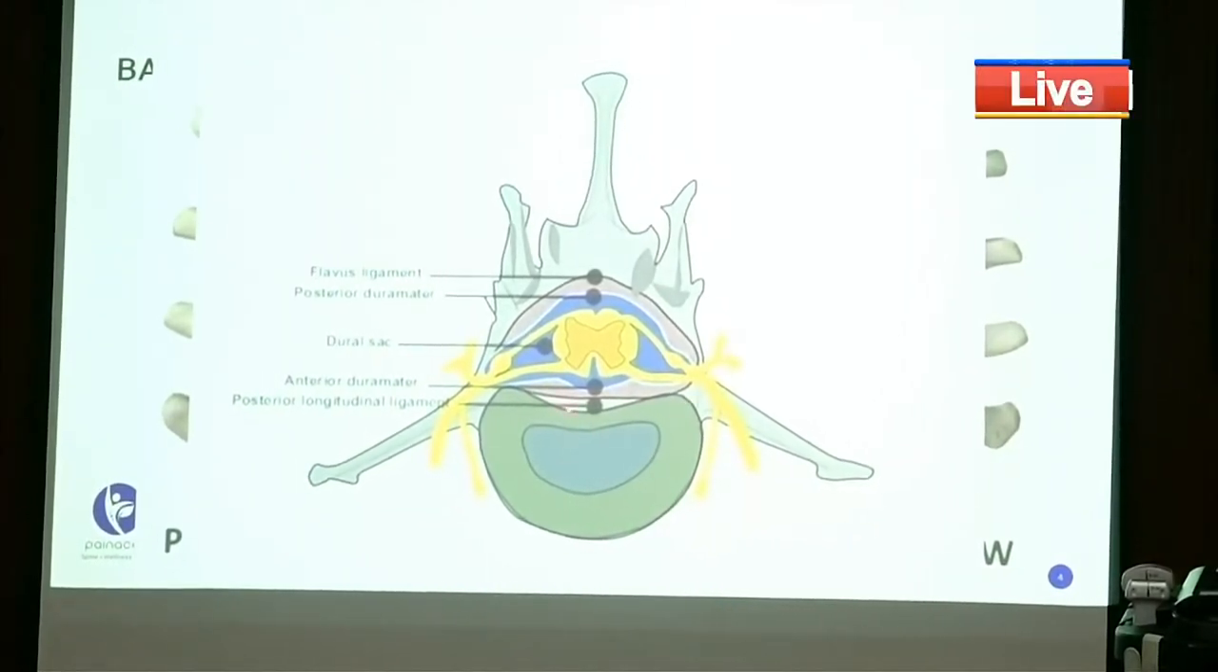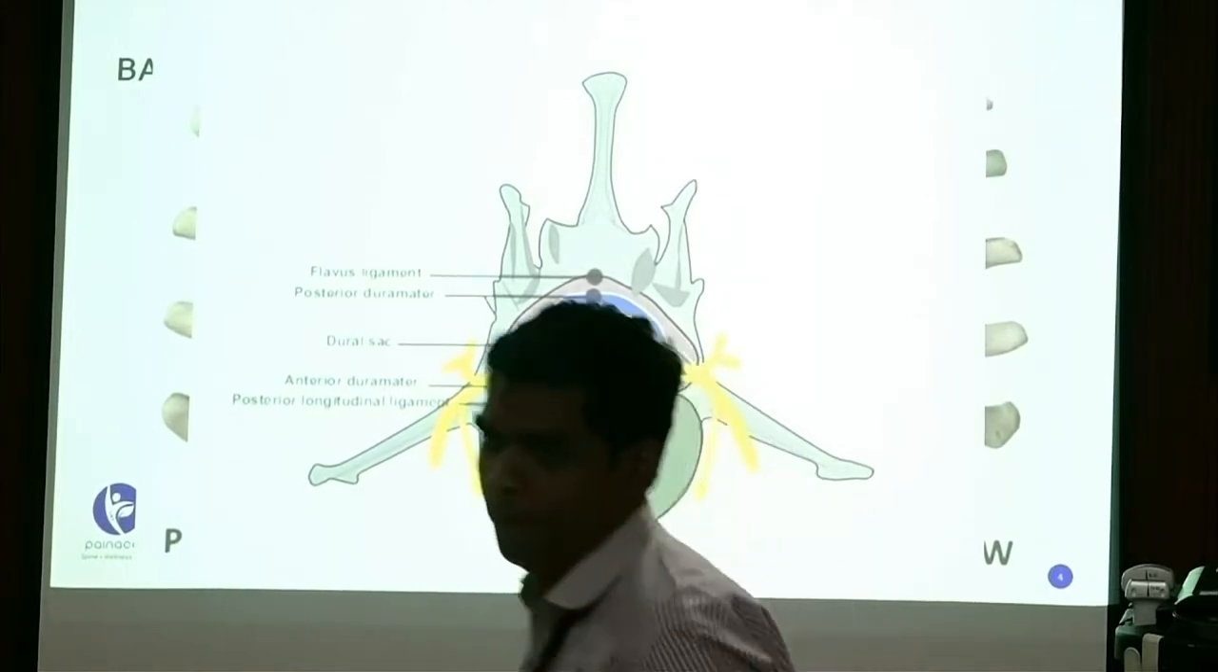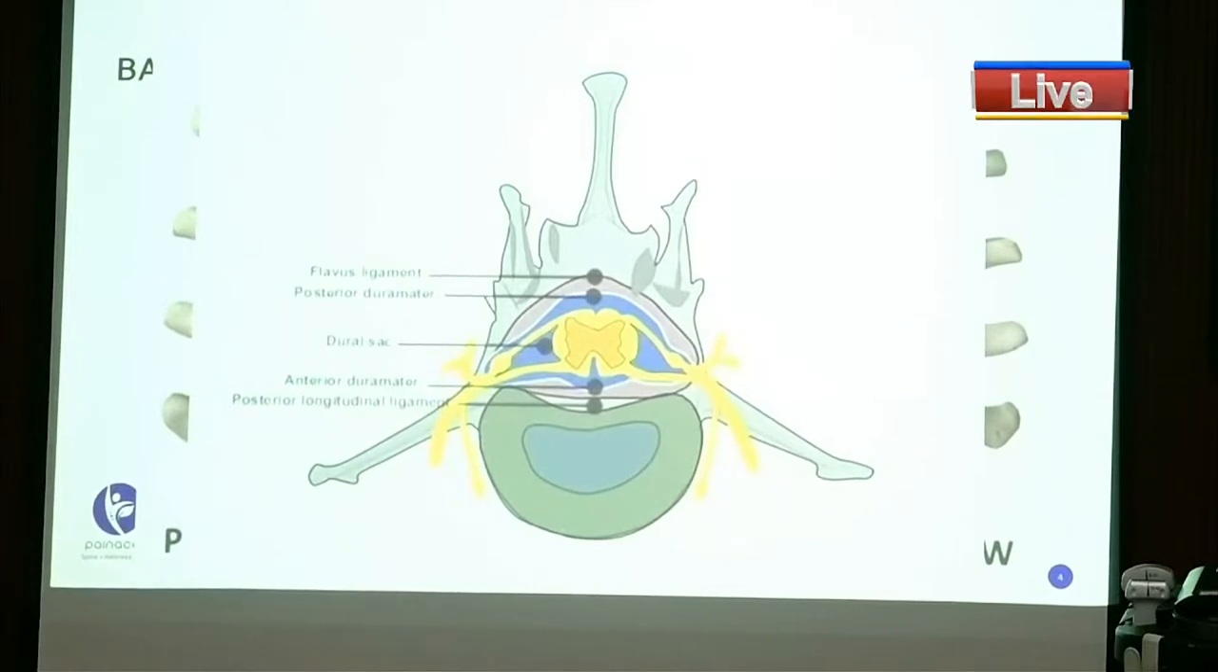And this is known as the anterior layer, and this is composed of the anterior dura mater, the posterior longitudinal ligament and the posterior portion of the vertebral body. Usually this is more shiny because it has bone underneath, so definitely it will be more visible on the ultrasound. It will reflect more of the beams.